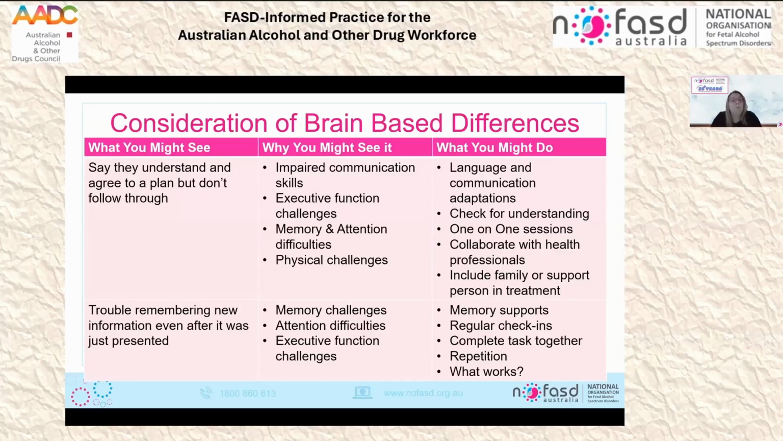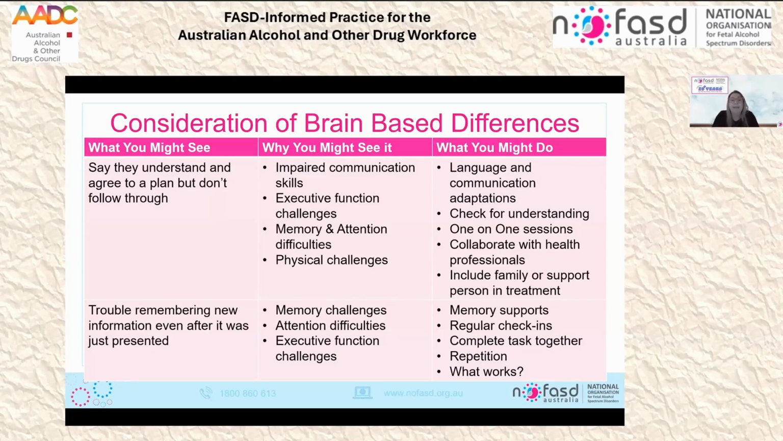So the first one is what you might see: they say they understand and agree to a plan but don't follow through. An example of this, you might sit someone down and go through a plan for the week. You might say attend a session, maybe complete some paperwork, but then they don't show up to the session and they don't complete the paperwork. So why might this be happening?